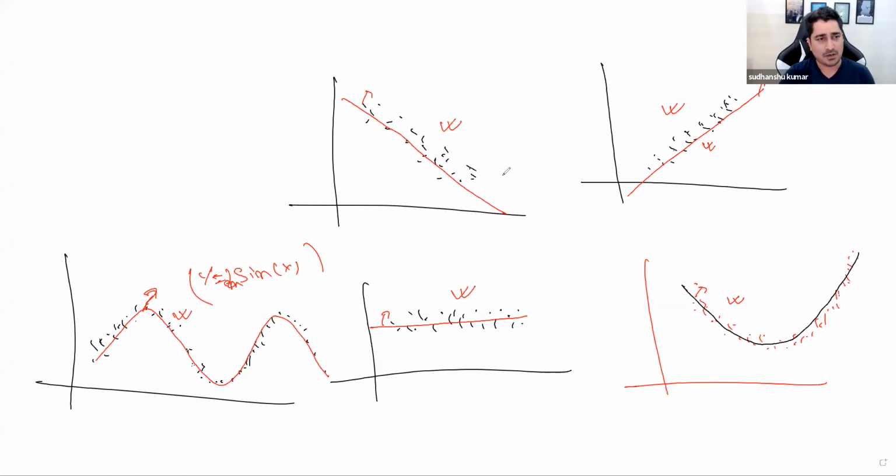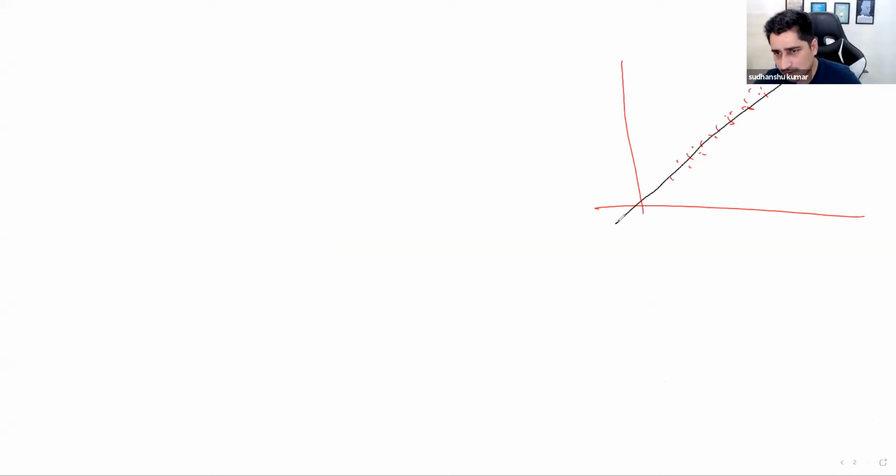So I'll try to work on the line part, and we will try to understand how a line is going to define a pattern. Okay, so here is my data set. I'm trying to draw a line. So fine, I will try to draw some sort of a line over here. The equation of this line is nothing but mx plus c.